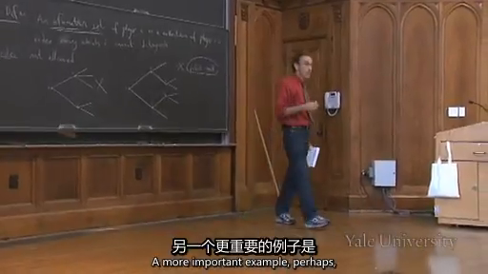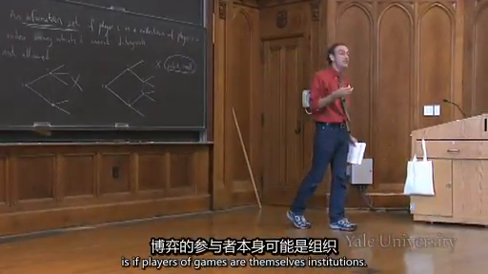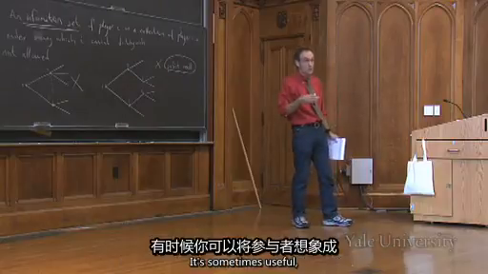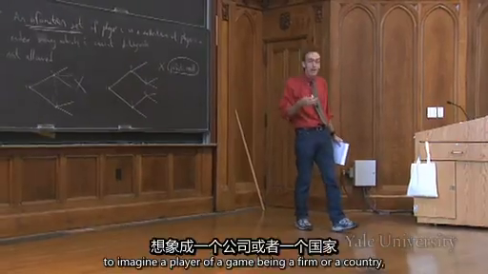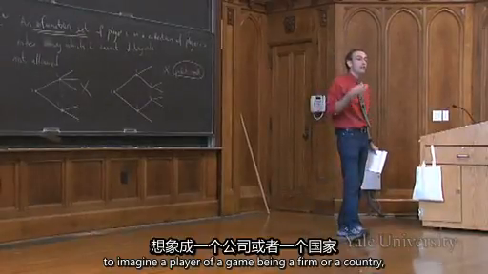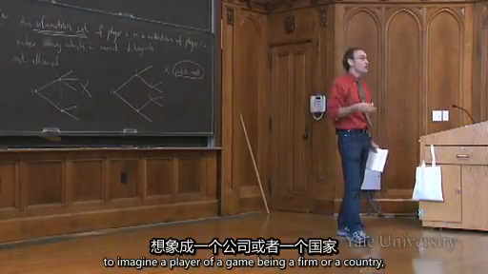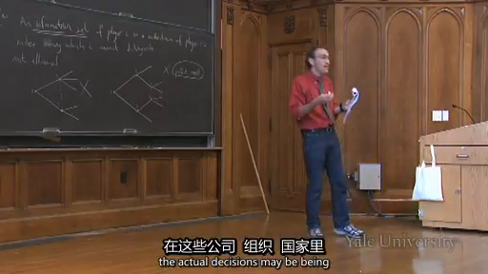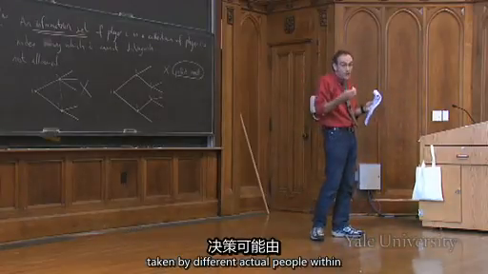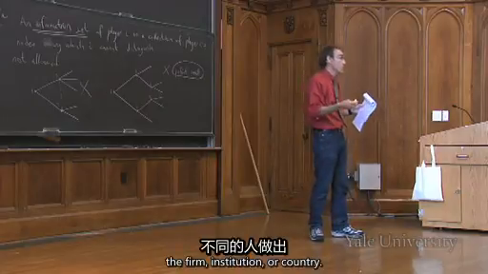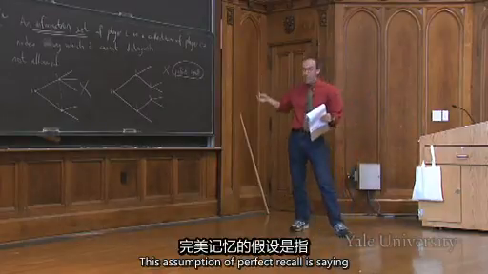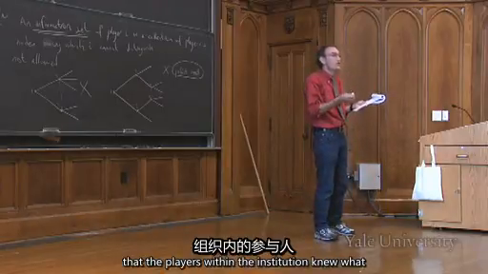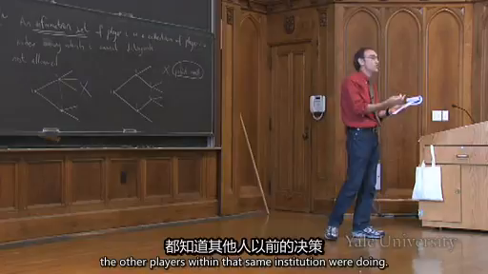A more important example, perhaps, is if players of games are themselves institutions. It's sometimes useful, and we've often talked about it in this class, to imagine a player of a game being a firm or a country or some kind of institution in which the actual decisions may be being taken by different actual people within the firm, institution or country. Right? And this assumption of perfect recall is saying that the players within the institution knew what the other players within that same institution were doing.